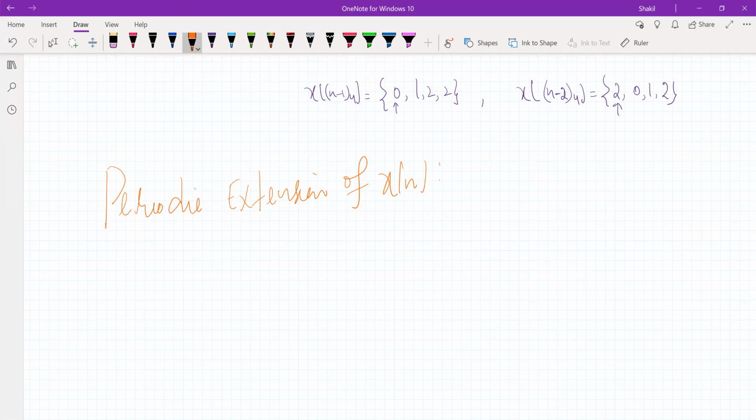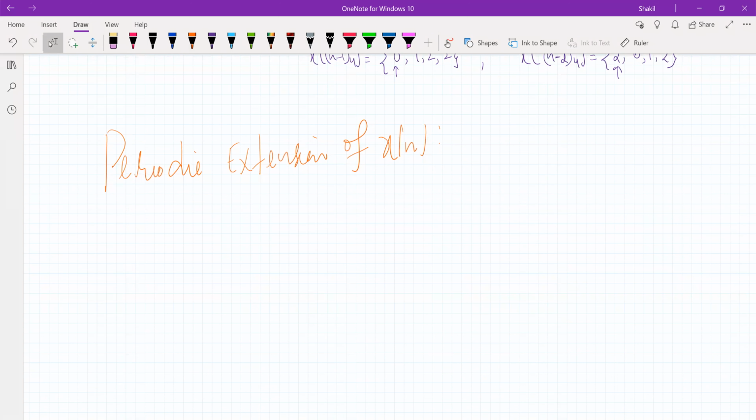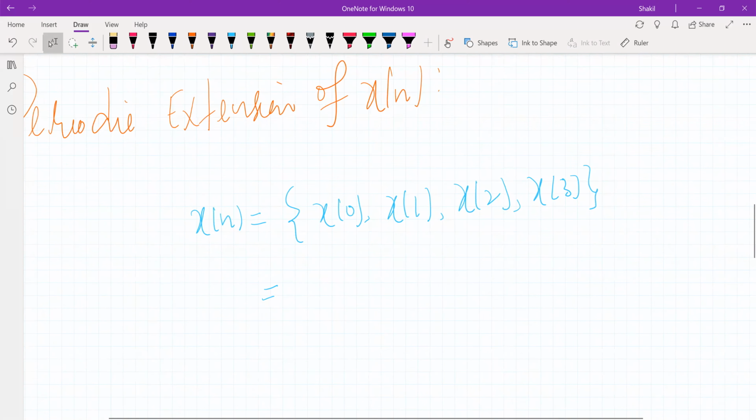Now, how do we obtain the periodic extension of a sequence? Let me take the same example. Let's suppose x of n is x of 0, x of 1, x of 2, and x of 3. Let's take the example that we have already done here. Let me write the values. So this was 1, 2, 1, 0. So this is our sequence.